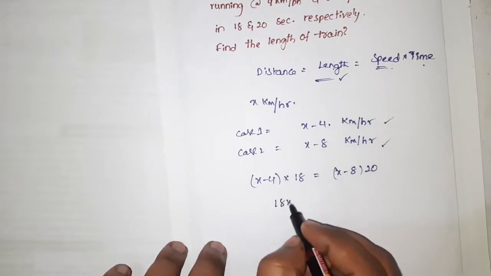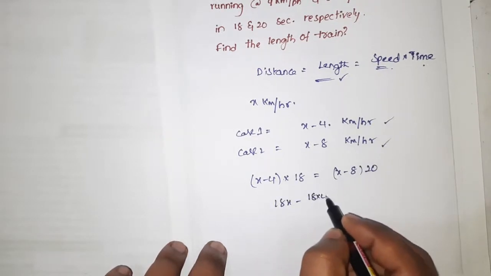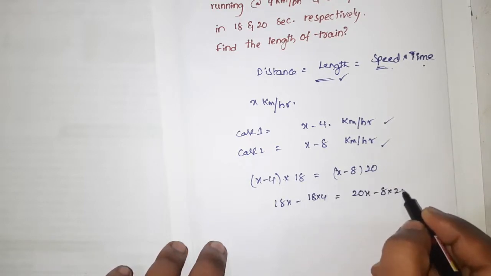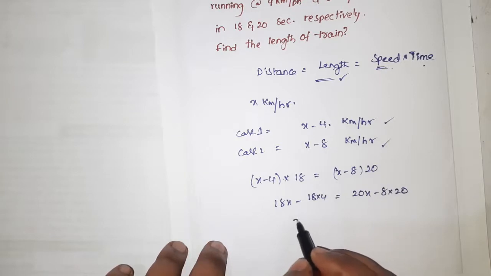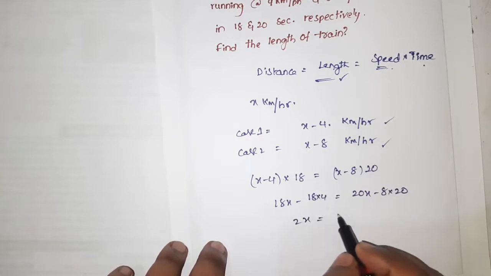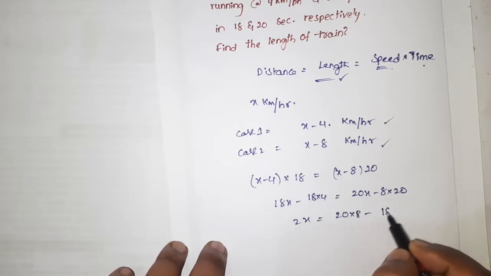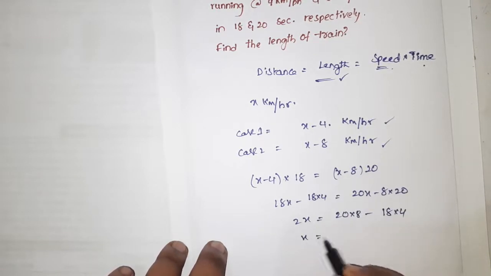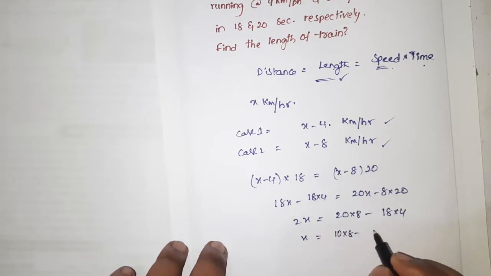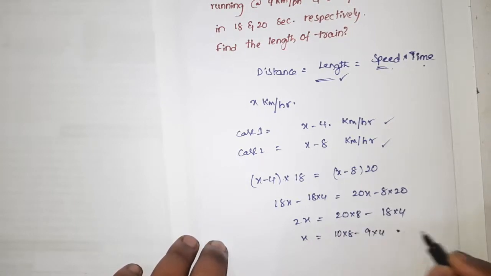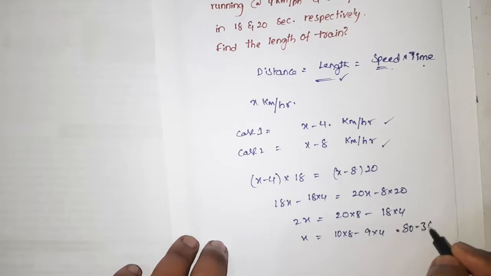So 18x minus 18 into 4 is equal to 20x minus 8 into 20. So 2x is equal to 20 into 8 minus 18 into 4. So x equal to 10 into 8 minus 9 into 4, which is equal to 80 minus 36, that is 44.